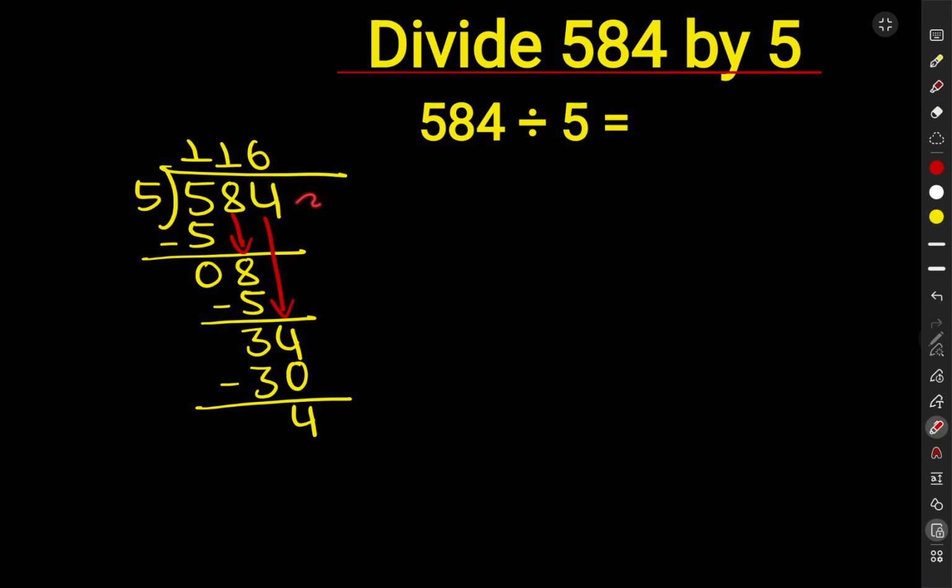So now we have no other number to put down. So we take a decimal here so that we put 0. So it is 40 and 5 times 8 is 40. On subtracting we get 0. So 584 divided by 5 is 116.8.